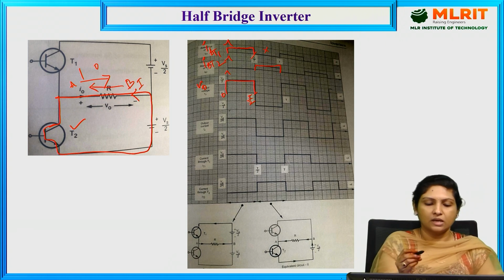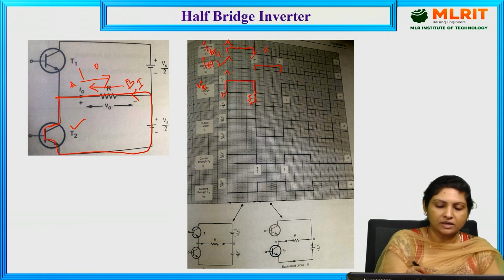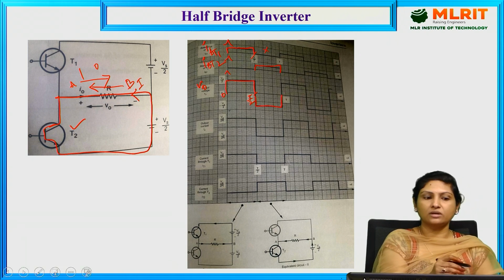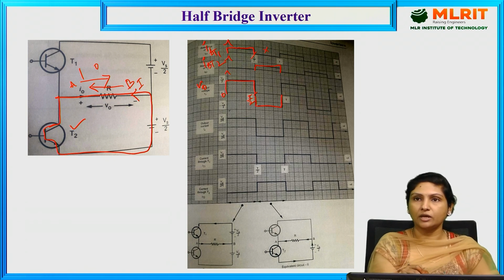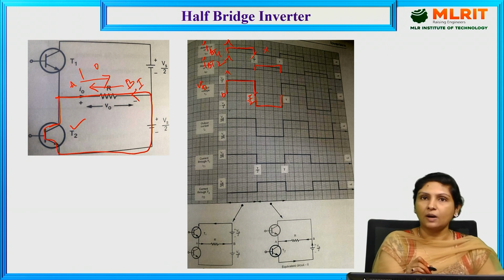That means here the negative half cycle of the output voltage appears because current is flowing in the reverse direction to that of the first case, and that is how we are obtaining the negative half cycle of the output voltage. It appears right from the moment we provided the base drive for transistor 2, that is from T by 2 to T.